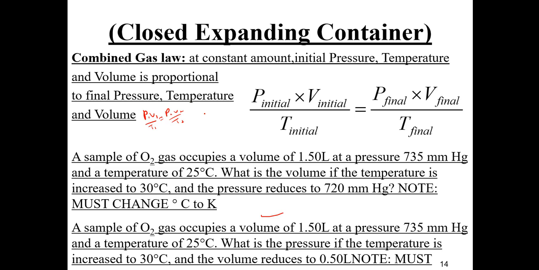What I recommend is rearranging all of your variables ahead of time before you start putting in values. So that'll make it just a little bit easier. So in this case, they want to know what is the final volume. So here's my P1, V1, T1, P2, V2, T2. They want to know what the final volume is.